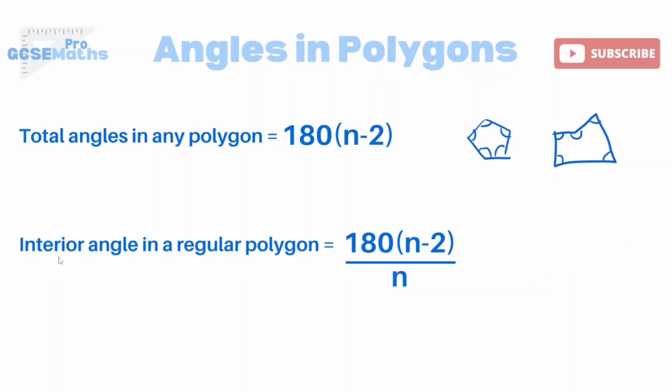So if you want to find out one interior angle in a regular polygon, so any shape where all of its sides are the same and therefore all of the angles are the same, you would do 180 times n minus 2 to work out what the total is, and then just divide it by the number of sides to find one of those angles. So those are the main two formulas. They're basically the same thing, just a little bit extra here. Now let's actually go through some questions so you can see what we're talking about and how to use them.